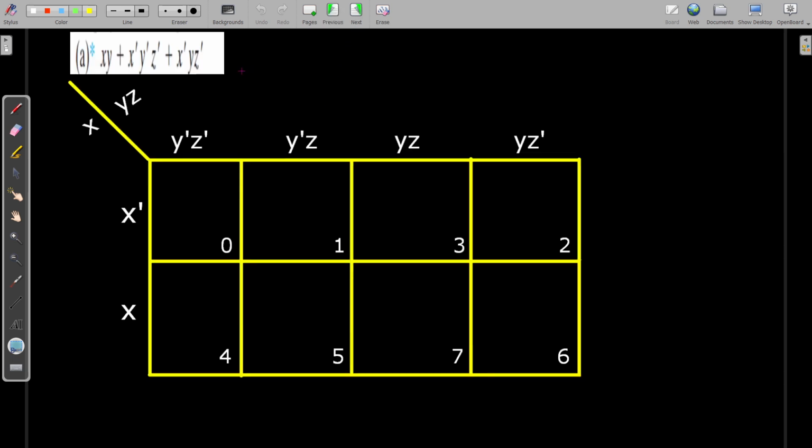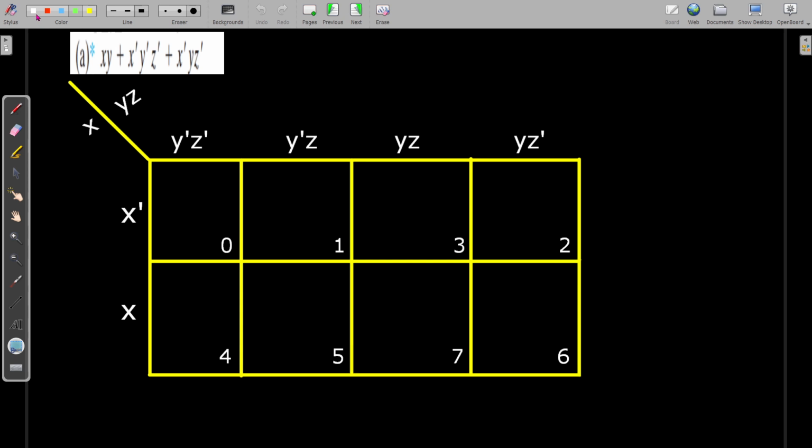So this is our first problem A, that is xy plus x'y'z' plus x'yz'. So for this case, we are not given directly the minterm values like 0, 1, 2, 3. Only the expressions are available. That too, the canonical SOP is not available. We have to mark the ones corresponding to this expression. Okay, we'll see how to do it.